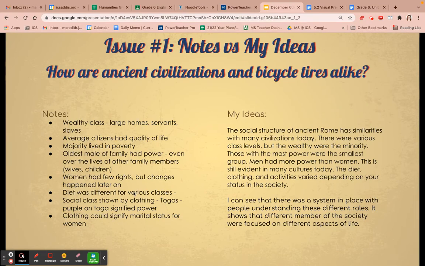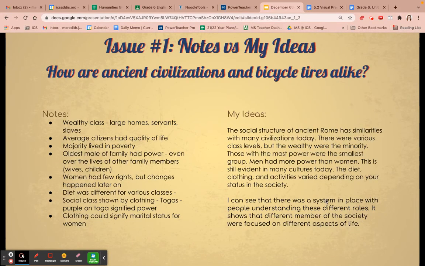So I learned all these things about the different class systems within ancient Rome, and then I put my own ideas. What I thought was that the social structure of ancient Rome had similarities with a lot of civilizations today. There are different class levels. We talk about in the U.S., as an American citizen myself, middle class, upper class, lower class, and that's usually based on wealth, with the extremely wealthy being the minority, and there is a lot of power within smaller levels of society.